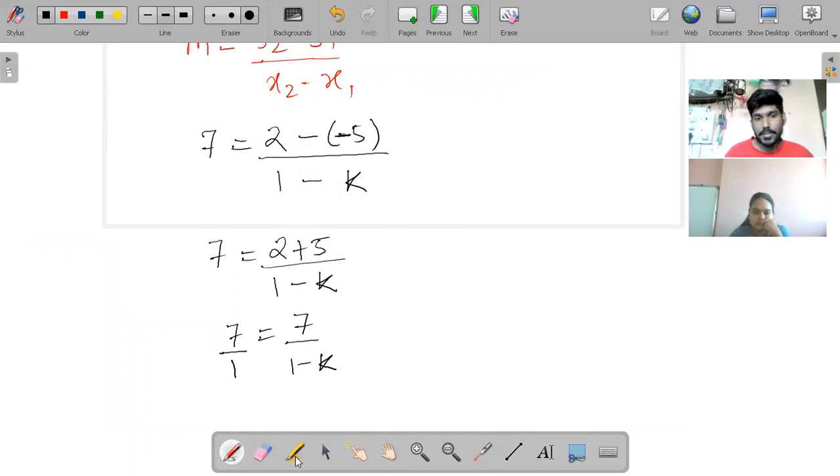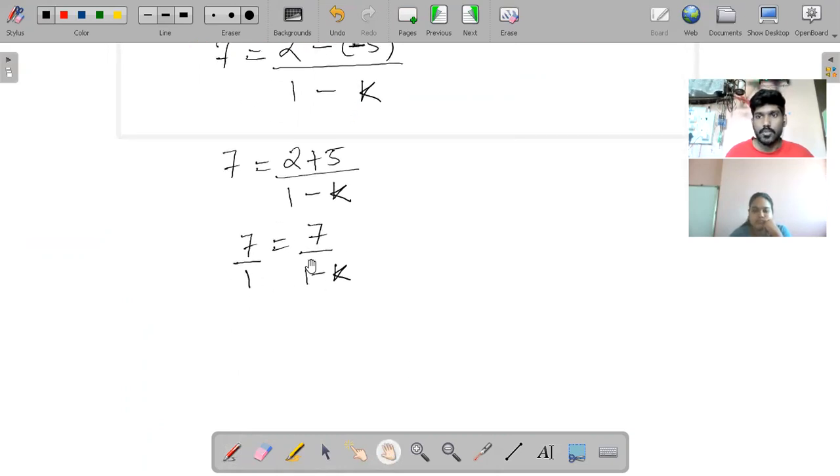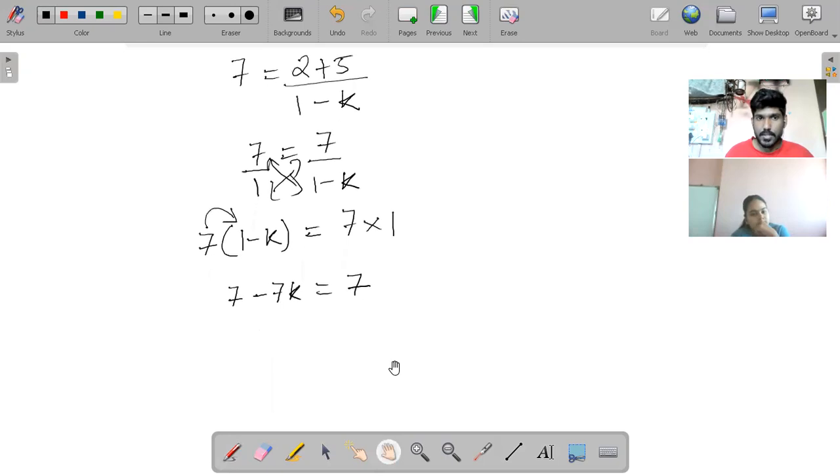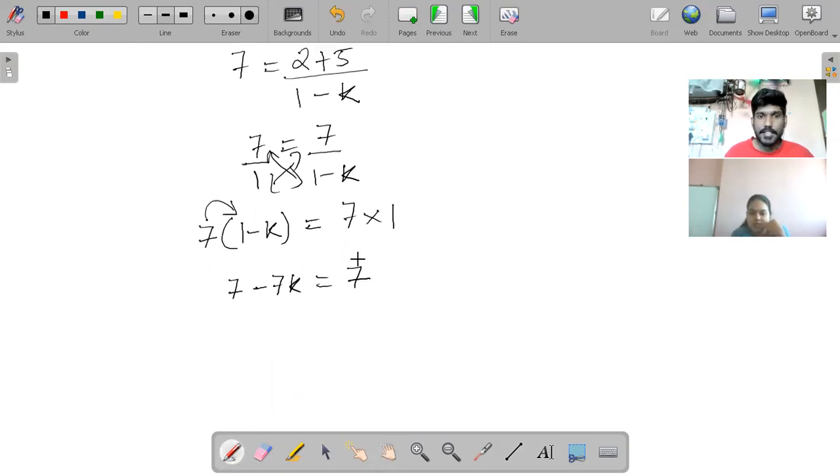Now here, in the denominator there is nothing, meaning 1, and we can do cross multiplication. When you do cross multiplication, what will happen? 7 into 1 minus k is equal to 7 into 1. This is cross multiplication, clear? Yes. Now multiply 7 inside the bracket. So 7 minus 7k is equal to 7 into 1, which is 7 itself. Now take this 7 on the other side and take this minus k on the other side.